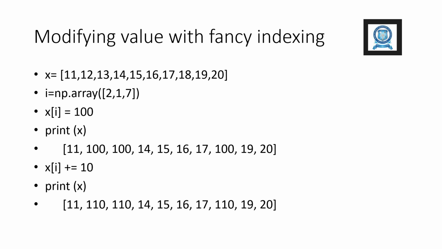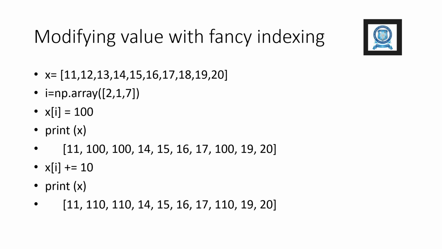We can also modify the value with fancy indexing. Here we take the same x array, that is the values from 11 to 20. In the next line we have written i is equal to np.array of 2, 1, 7. That means i of 2, i of 1 and i of 7. So in the next line we have written x of i is equal to 100, and in the next statement we have written print of x. So now the ith positions will be changed to 100 from their original values.